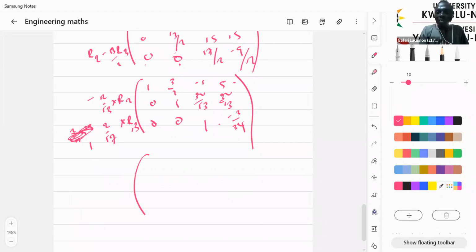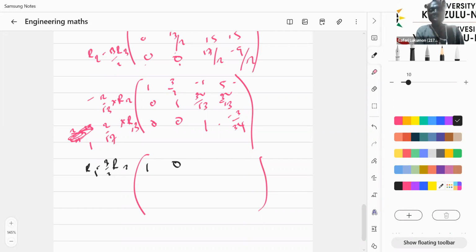Now, let me change the marker so that you can see it. What if I say R1, you understand now? R1 minus 3/2 R2. R1 minus 3/2, that is 1 minus 3/2 R2. You know 3/2 times 0 will give me 0. This will remain 1. Then 3/2 minus, you know 3/2 times 1 here will also give me 3/2. 3/2 minus 3/2 will also give me 0.